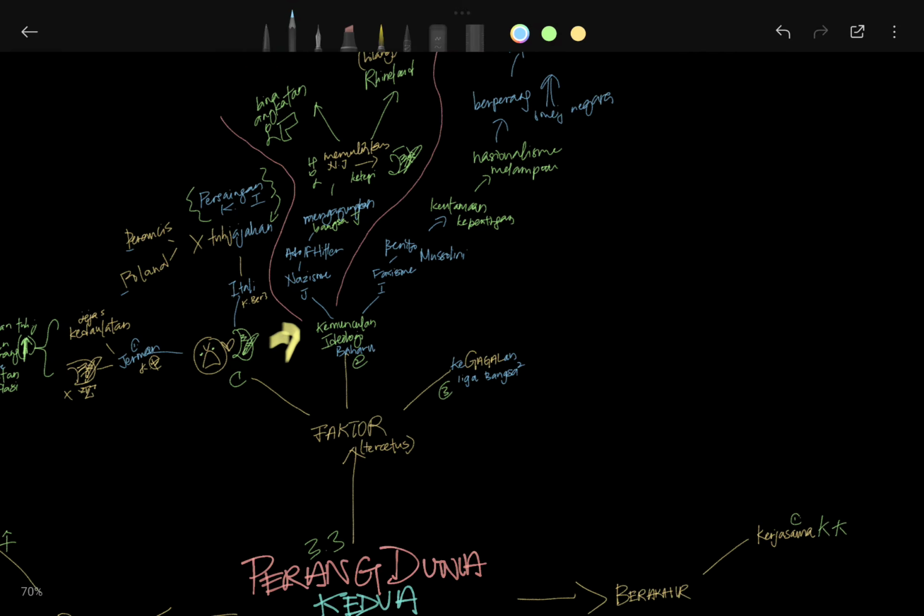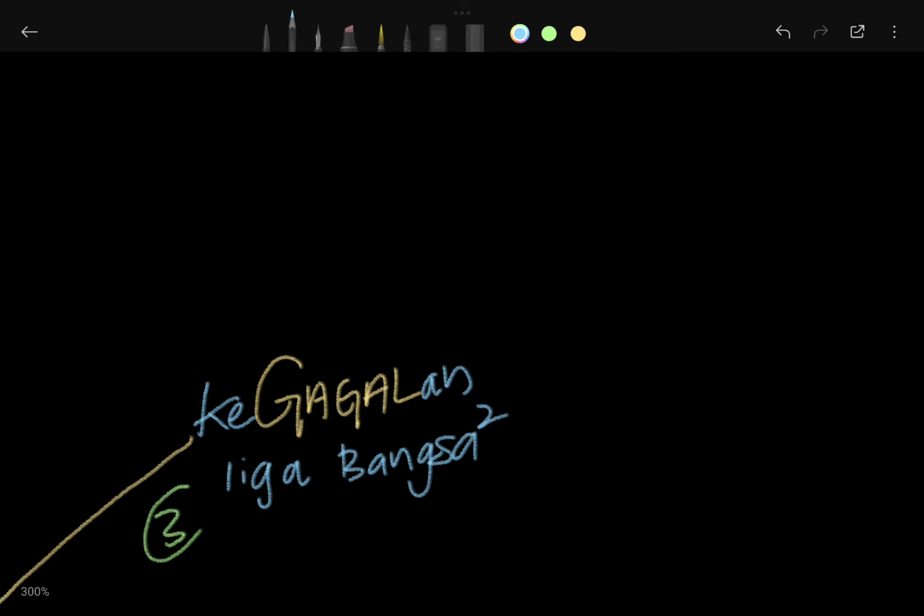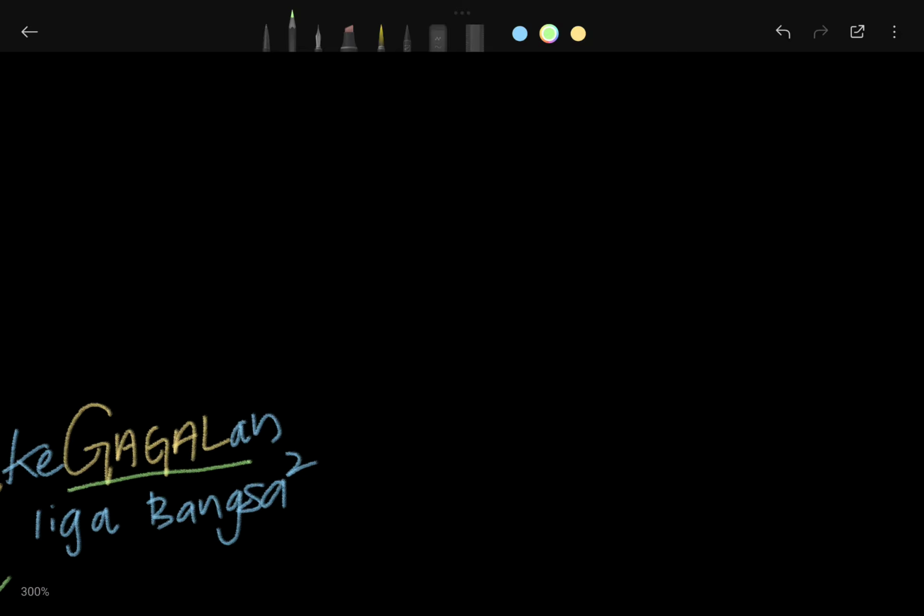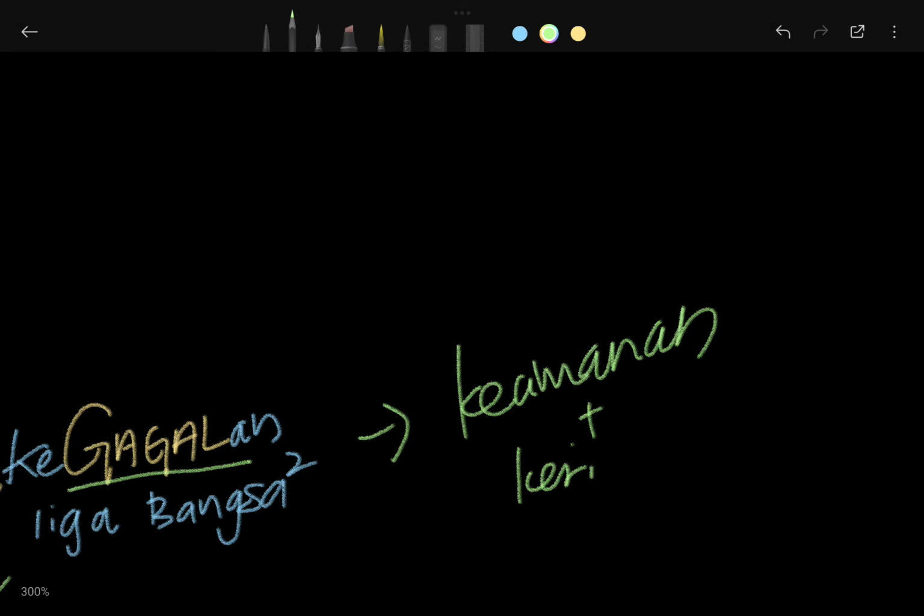Here's why. Now, we go on to our final point. Remember we mentioned about a little group called Kegagalan Liga Bangsa-Bangsa to protect the keamanan? Well, you can imagine how very, very successful this thing was. So, they failed, kegagalan, the failure of the Liga Bangsa-Bangsa. Why? Liga Bangsa-Bangsa yang berperanan untuk memastikan what? Keamanan dunia, world peace, dan mewujudkan kerjasama antara bangsa, everyone working together worldwide. That did not happen, as you can see.